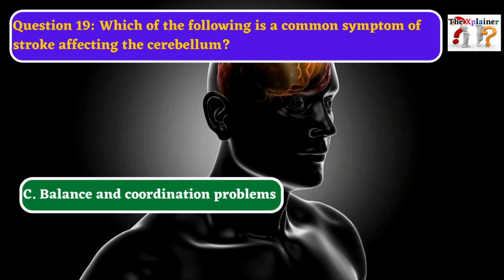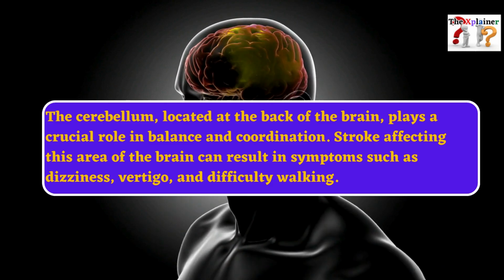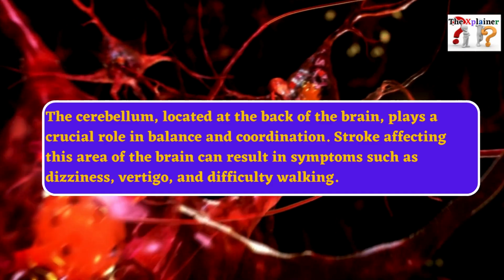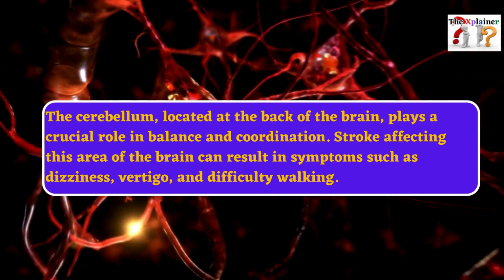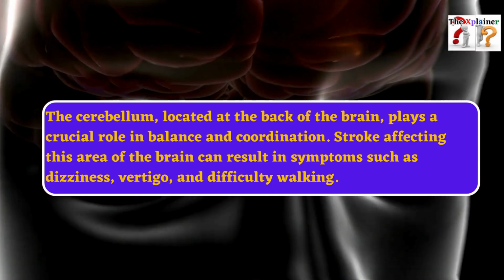The answer is C. Balance and coordination problems. The cerebellum, located at the back of the brain, plays a crucial role in balance and coordination. Stroke affecting this area of the brain can result in symptoms such as dizziness, vertigo, and difficulty walking.